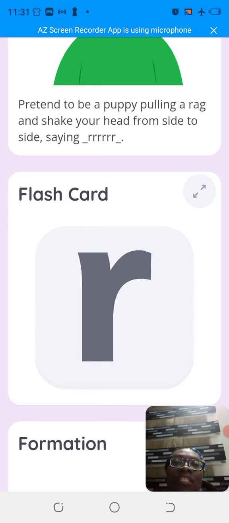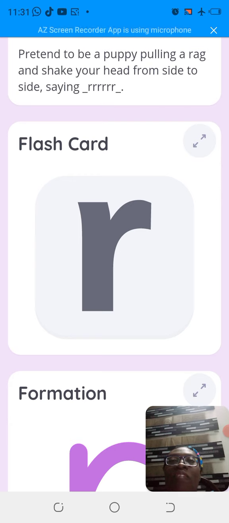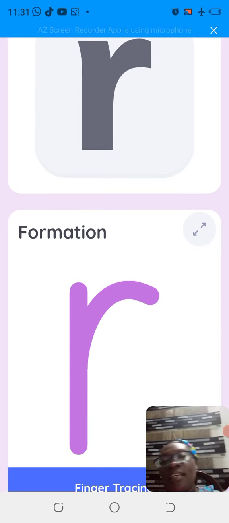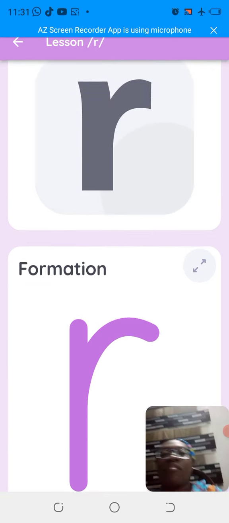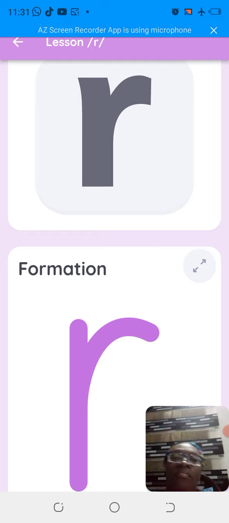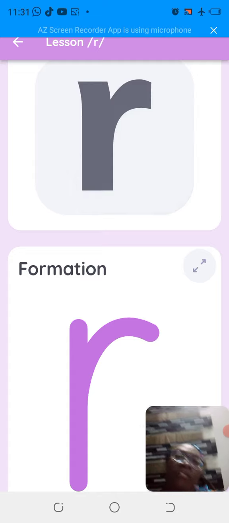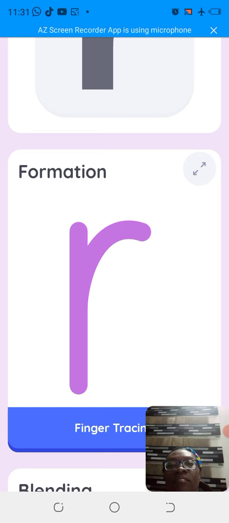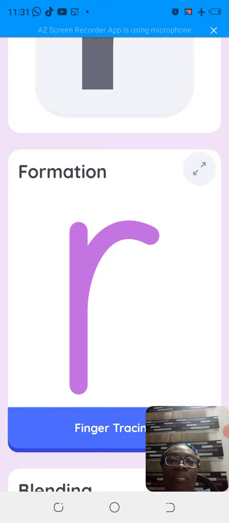Remember, you tell the children the story? Okay, pretend to be a puppy, pulling a rag and shake your head from side to side. That's the action. Shake your head from side to side. And they start saying the sound. R, R, R. How do you form letter R? Very easy. Practice, practice, practice.